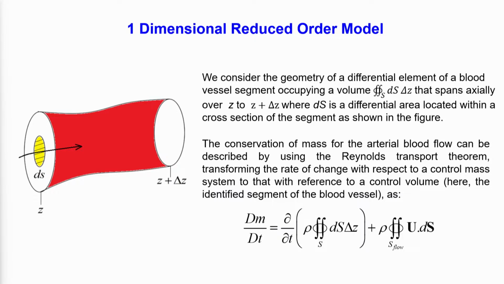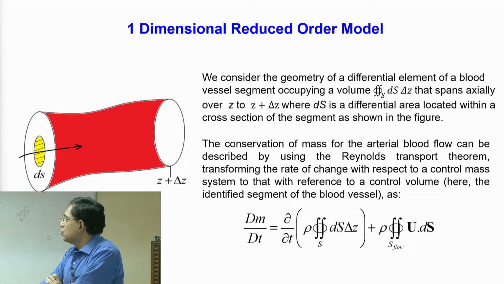Now, we will apply this to something. This red colored thing we imagine as a length piece of a blood vessel. The length piece of the blood vessel we consider from Z to Z plus delta Z. Locally it is like a unidirectional flow along Z.